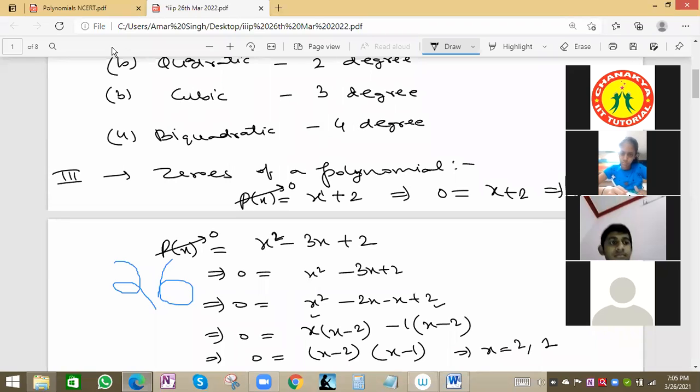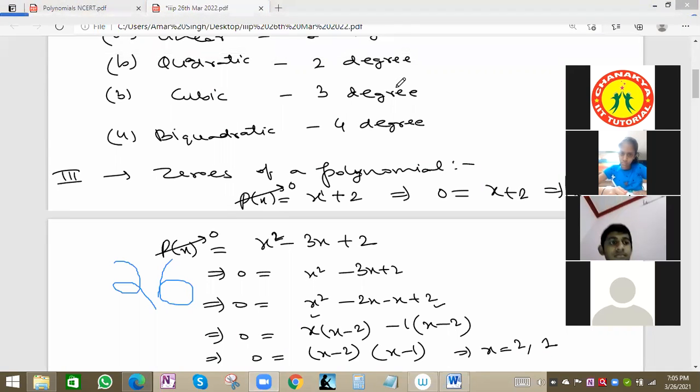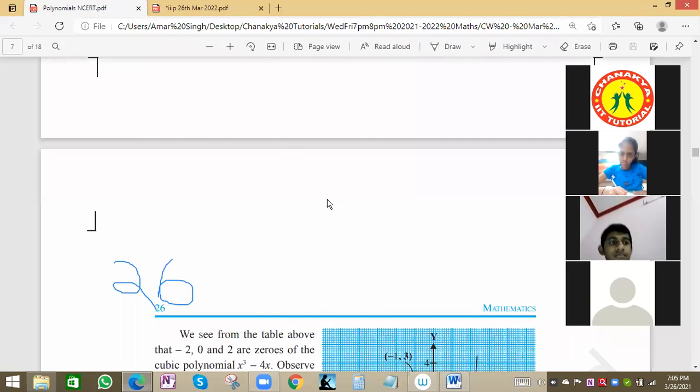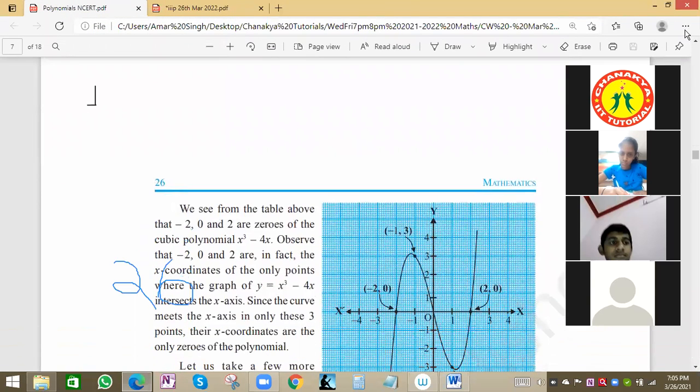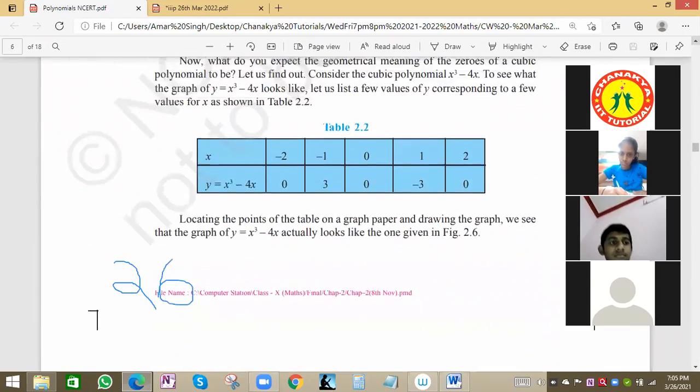Got this understanding? Now we'll see some graphs from your book, and we'll see the number of zeros we can find by the graph given inside the book. Okay? So you all can close your books and we'll see from here itself. From the screen you can see I have opened this book.